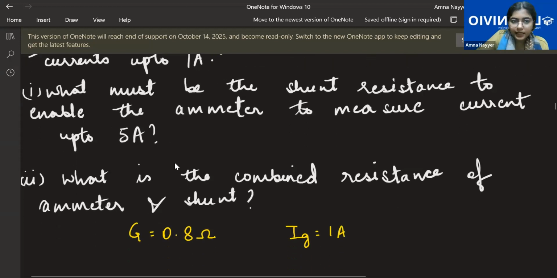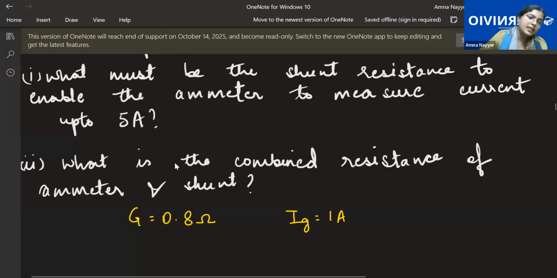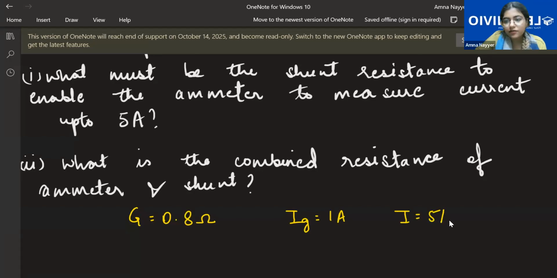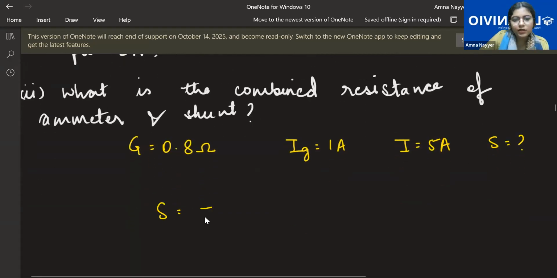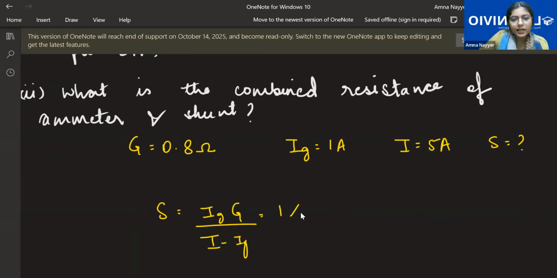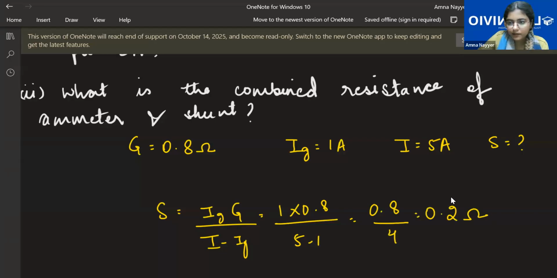Now let's come to the first part. It says what must be the shunt resistance to enable the ammeter to measure current up to, what's the total current that it is saying? Total current that it should measure is 5 ampere. It's asking for the value of the shunt. Now it's a very easy question. You just had to decode it. S is equal to Ig into capital G divided by I minus Ig. So 1 into 0.8 divided by 5 minus 1. That is 0.8 divided by 4, which is equal to 0.2 ohm. Got it? Yes, ma'am. Okay.